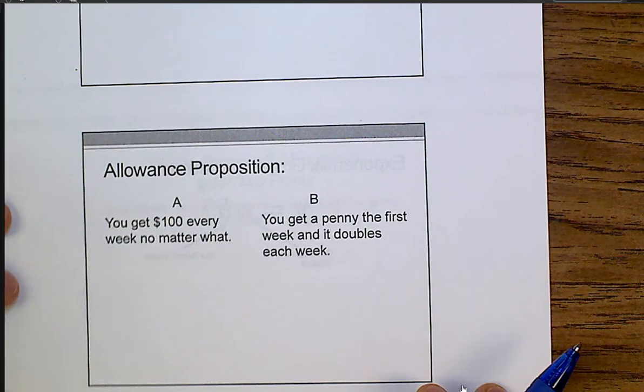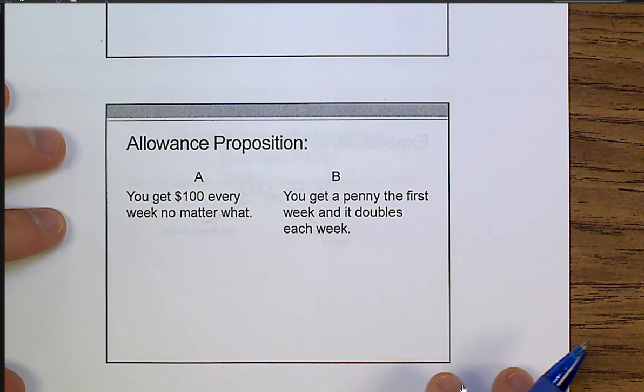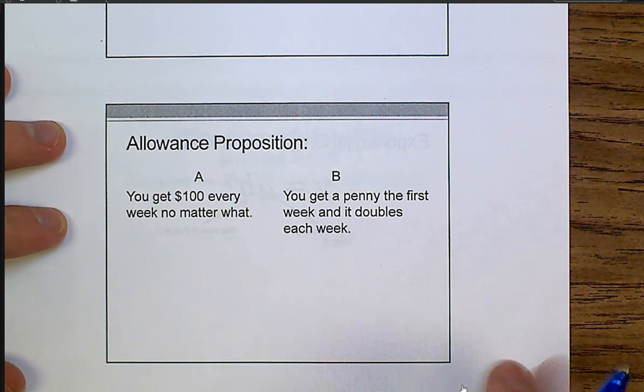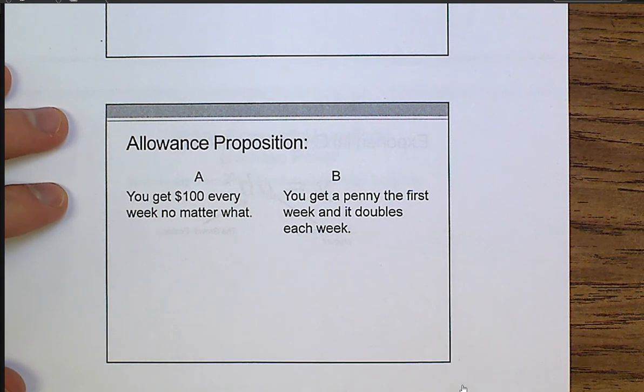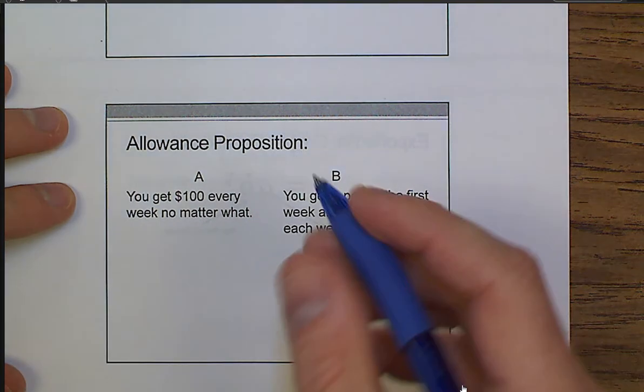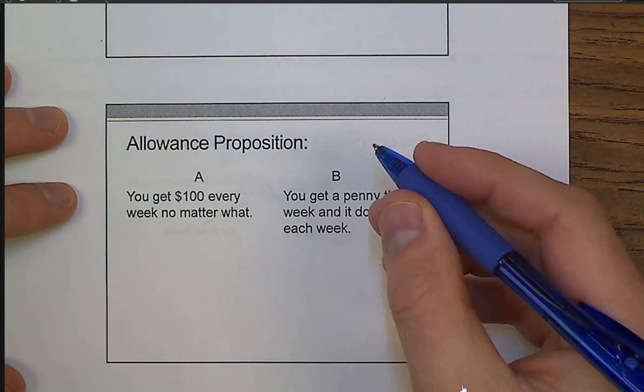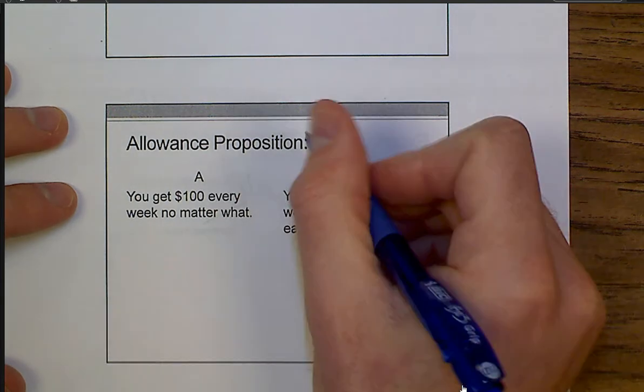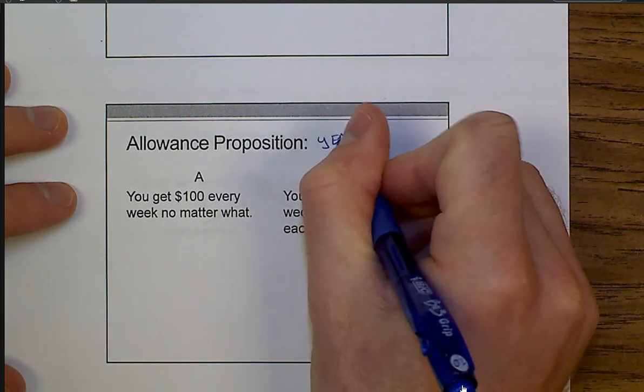Here's the first one. So this is an allowance proposition for you back in the day when you were younger. Maybe, I don't know, maybe you still earn an allowance. That would be awesome if you're in high school and you're still earning allowance. That'd be great. But here's a proposition. This is just going to be for the year. I didn't specify in the directions. This is just for a year.